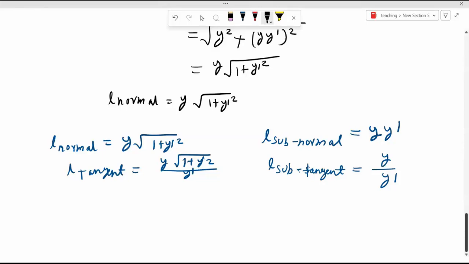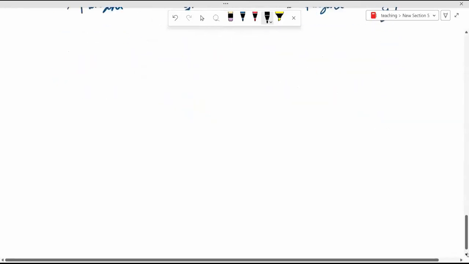Let's move towards one example so that our concept becomes clearer. First, we write the example. What do we have to do?